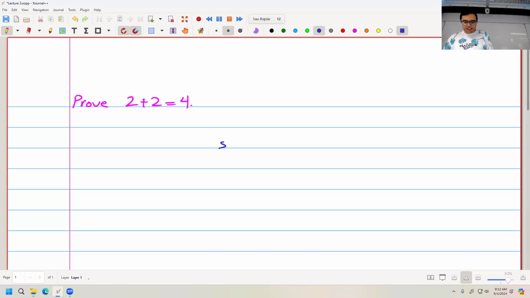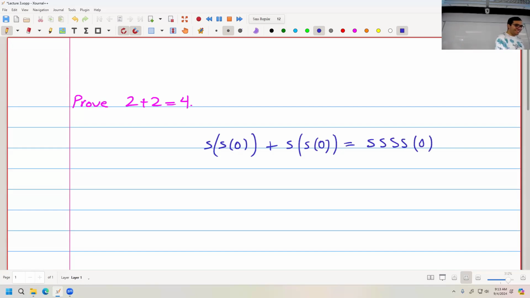So, for example, the successor of 0 is what we call 1. The successor of 1 is what we call 2, and so on. So if I want to prove that 2 + 2 is 4, actually what I want to prove is this: successor of 0 plus successor of 0, okay, I'm not going to put the parentheses anymore, is this. So this is what we normally call 2 as humans, and this is what we call 4.